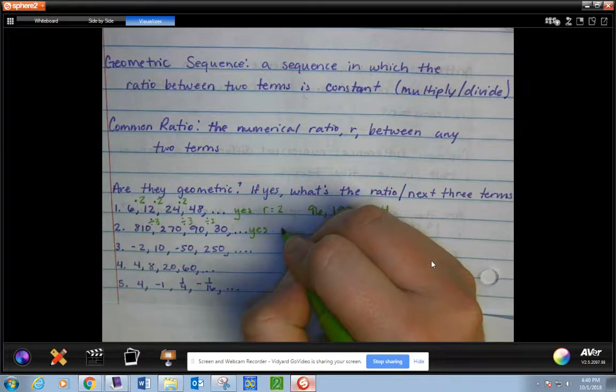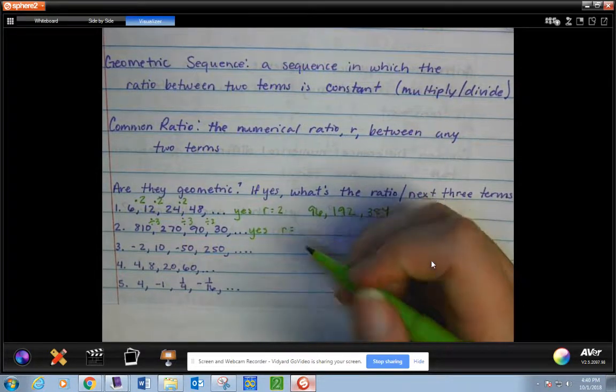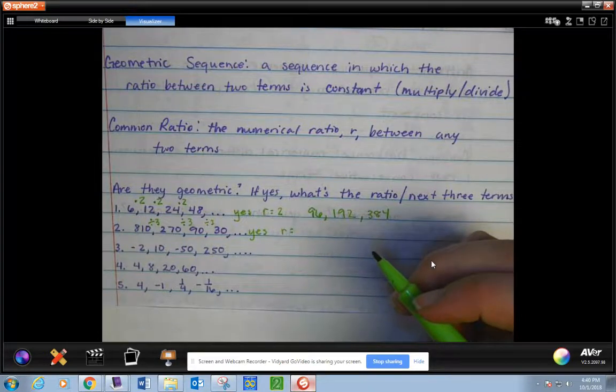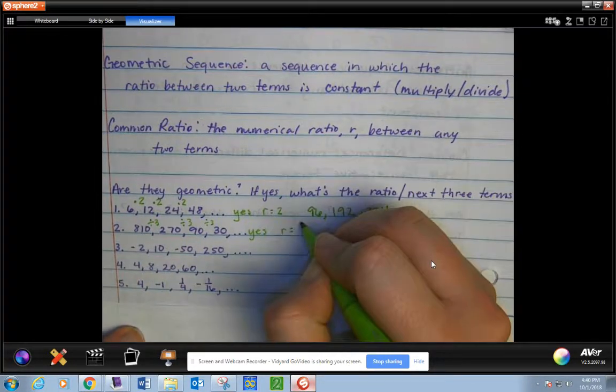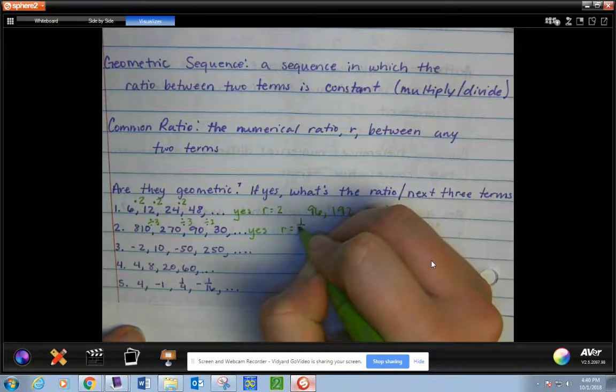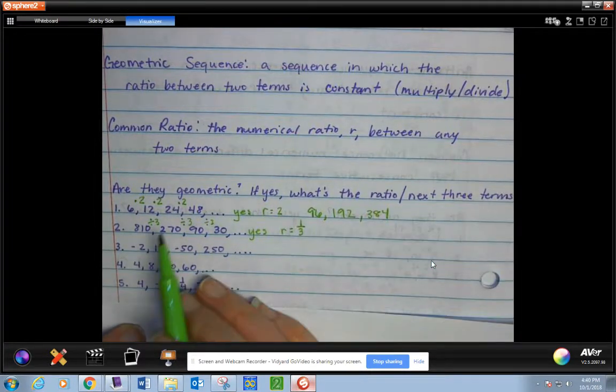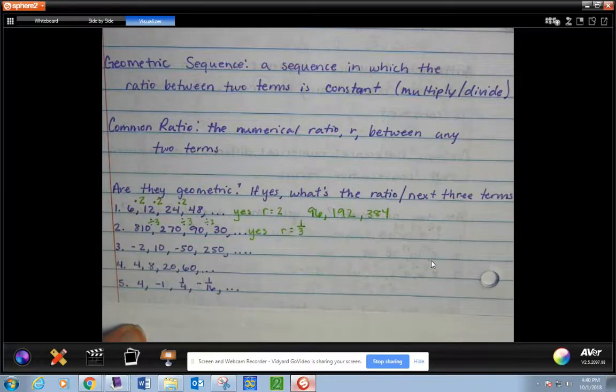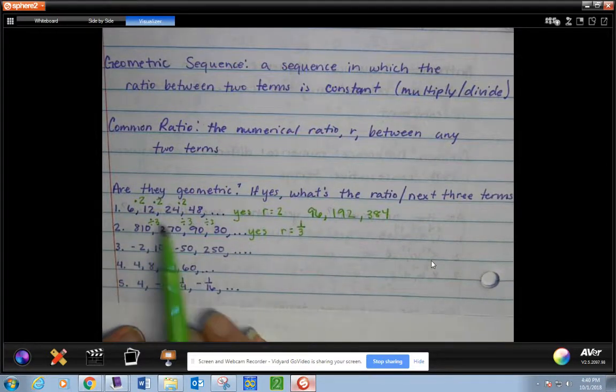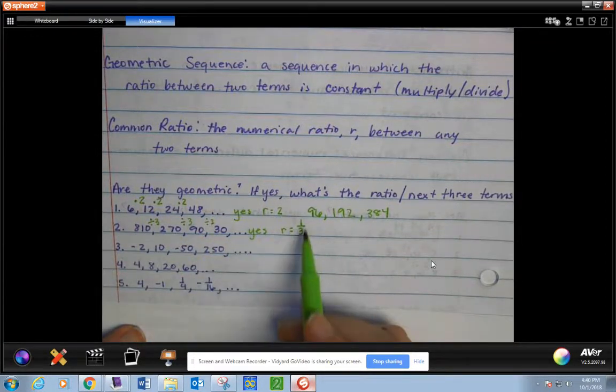Now, this is where your ratio gets a little tricky. When we're doing the formula here in a minute, you're never actually going to divide. But since I am dividing, that is the exact same thing as multiplying by 1/3. So dividing by 3 and multiplying by 1/3 are the same thing. So if you are ever dividing on your ratio, you just have to turn it and make it a fraction. So my number's 3, I make it 1/3.